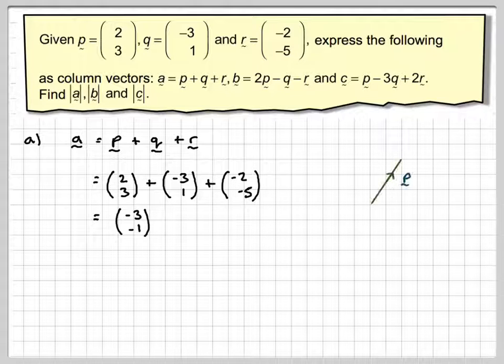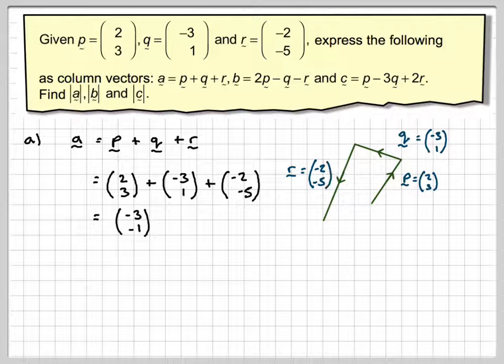Now if we draw this, P is 2 along, 3 up. And then Q is minus 3, 1 up. And then R is minus 2, 5 down. Okay, then vector A is the vector joining this one to this one, the arrow pointing in that direction. This was our starting point and this is our finishing point. And that gives me vector A (-3, -1). So we go back 3, down 1. So we can see we got that right.